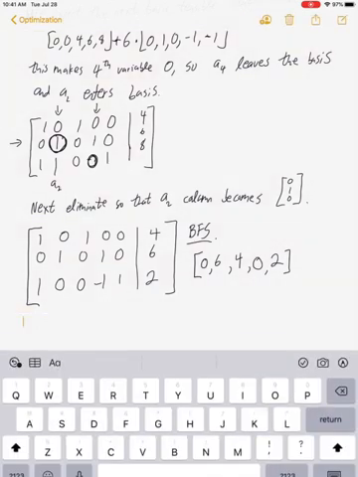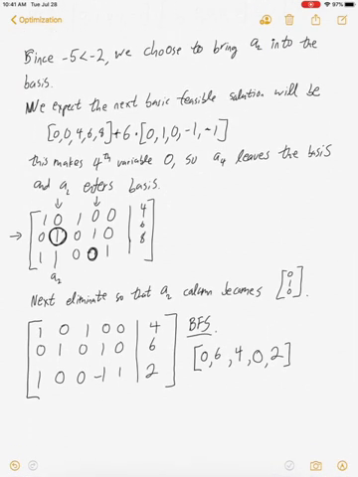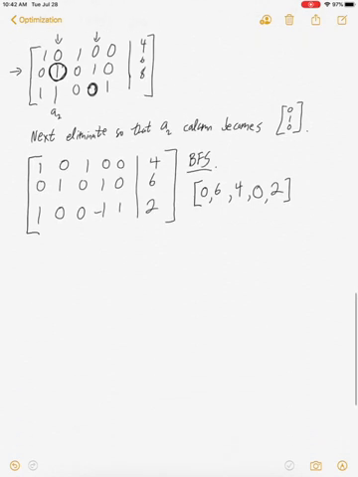Let's see if that agrees with what we thought before. We expected that our next basic feasible solution would be this quantity here. And in fact, we see that it is. We get 0, 6, 4, 0, because 6 and negative 6 cancel out. And then 8 plus negative 6, that's 2. So in fact, by doing this elimination, we got the basic feasible solution that we expected.